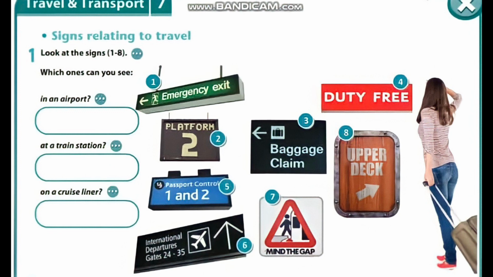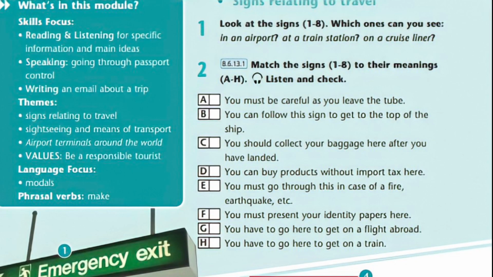Now exercise 1. Look at the signs. Which ones can you see? In an airport, at a train station, on a cruise liner. Exercise 2. Match the signs to their meanings.